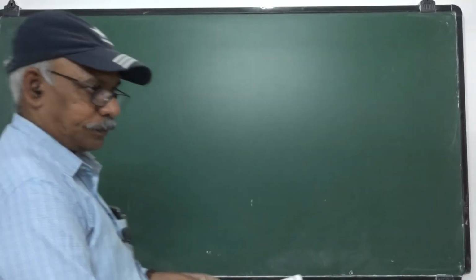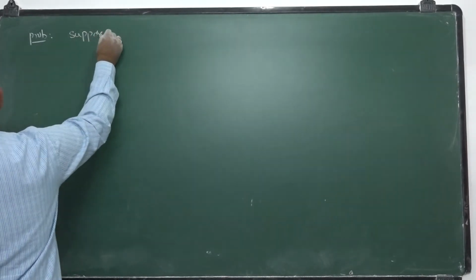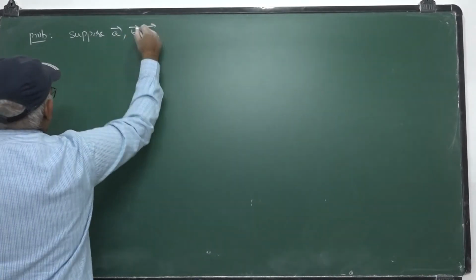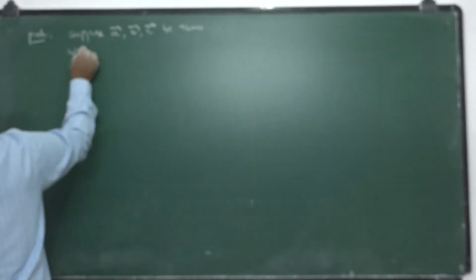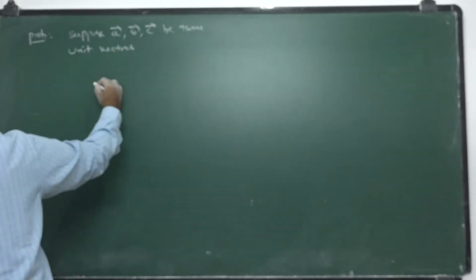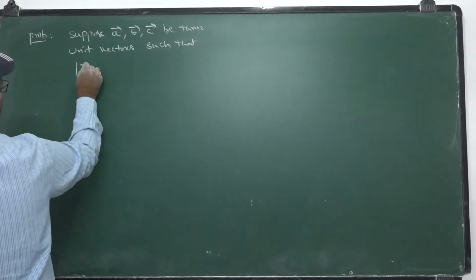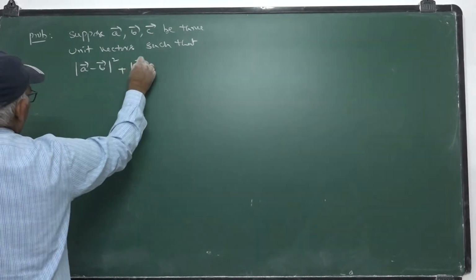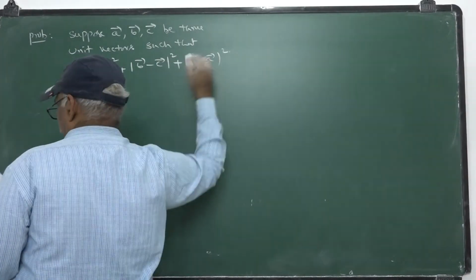Next one. Next problem. Suppose A bar, B bar, C bar be 3 unit vectors such that modulus of A bar minus B bar square, modulus of B bar minus C bar square, modulus of C bar minus A bar square is equal to 3.